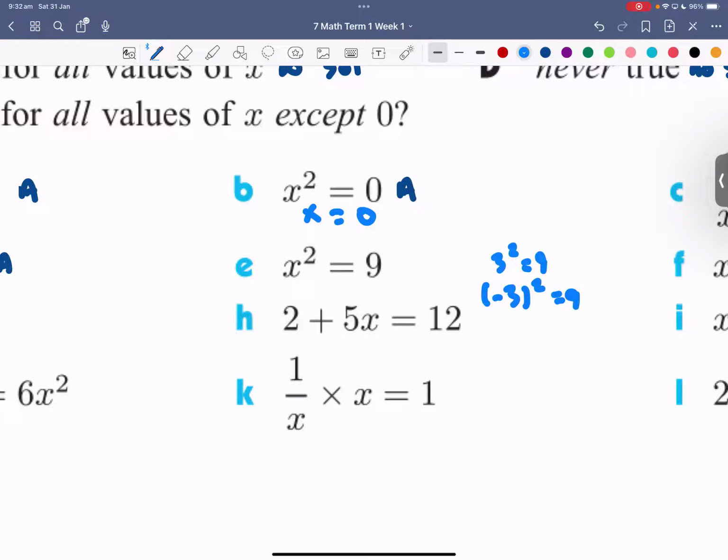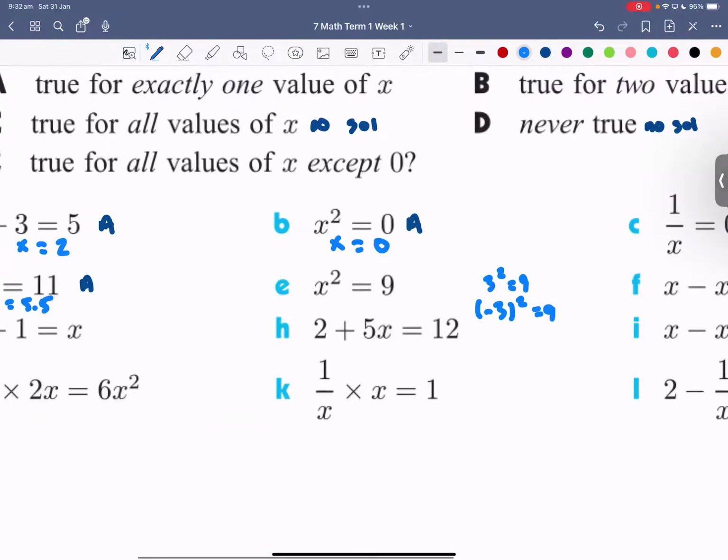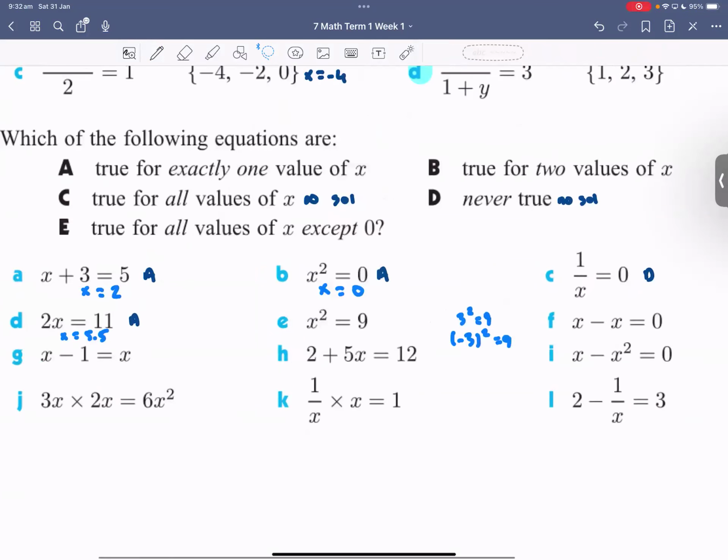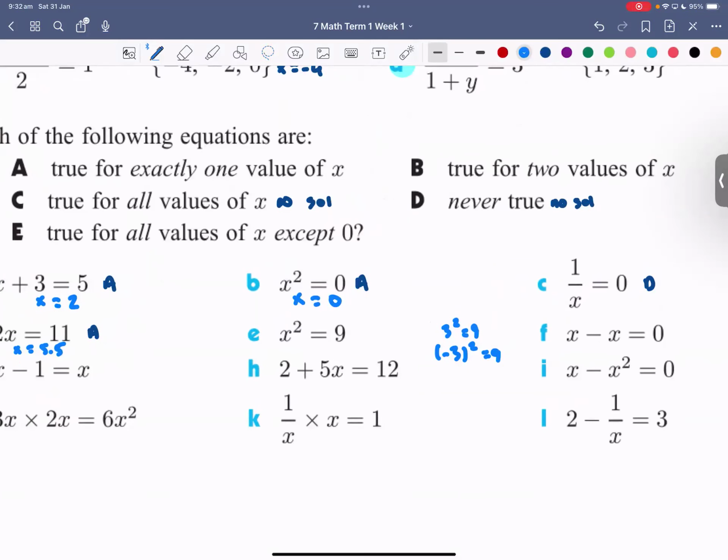So what have I just proven to you? That there are 2 answers to x squared is 9. So what's the answer to this one? Actually, the answer is not 3, and the answer is not 3 or minus 3. What's the answer? B. True for 2 values of x. All right, I hope you guys are understanding this. Not everything has one answer.